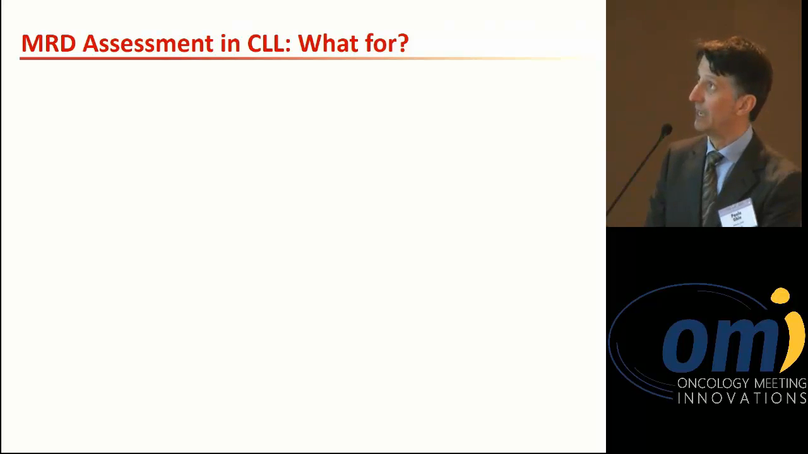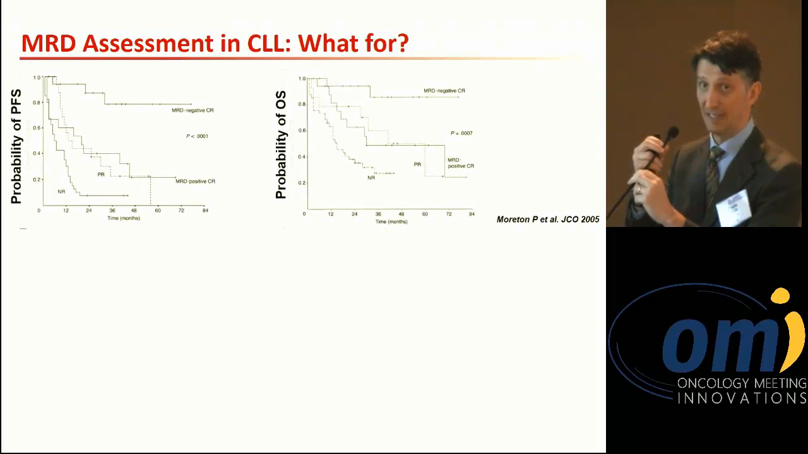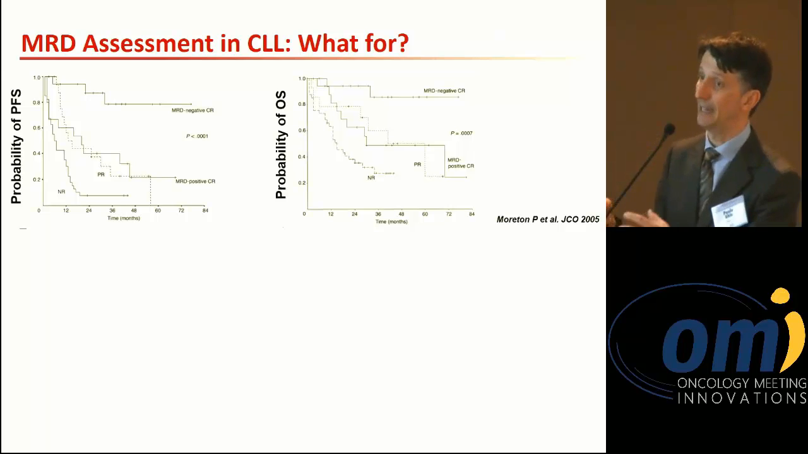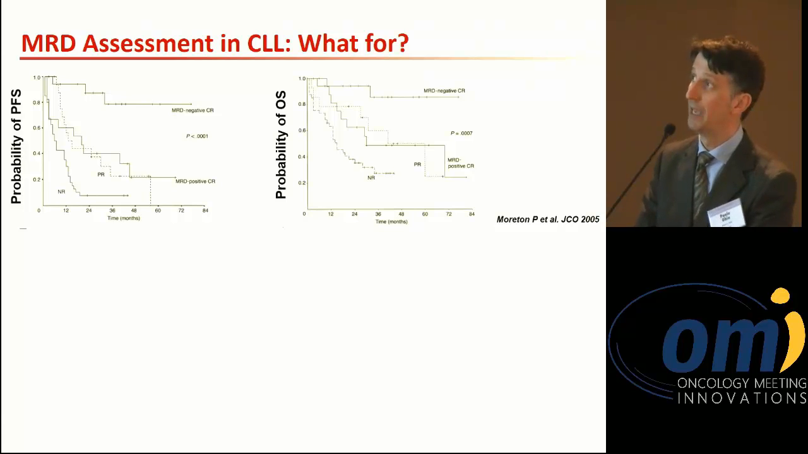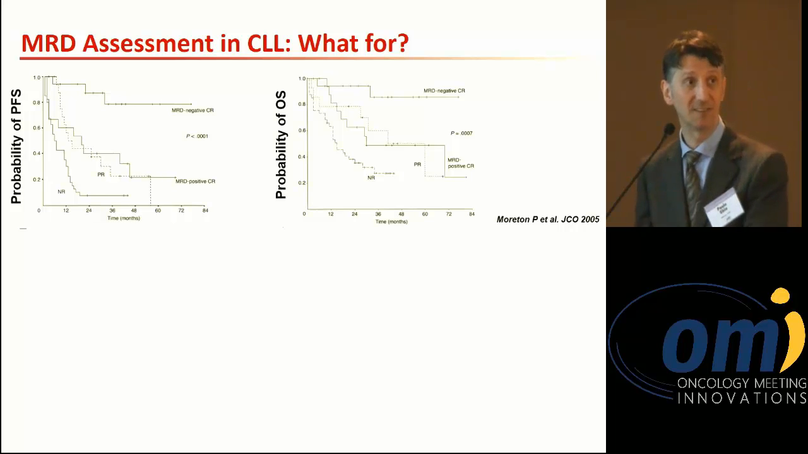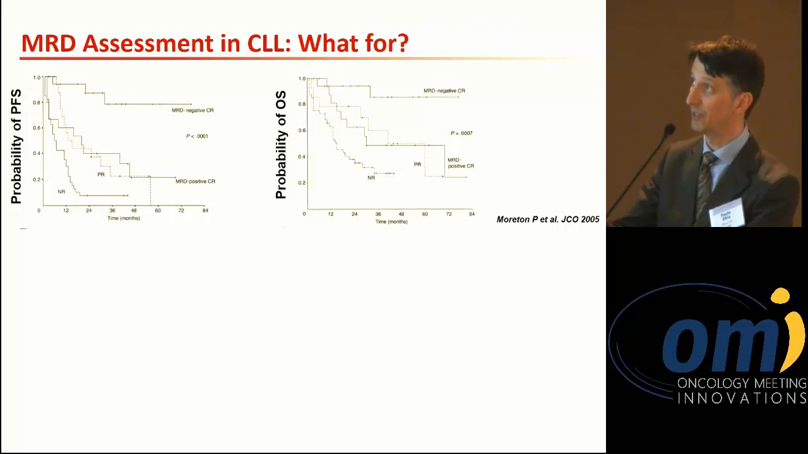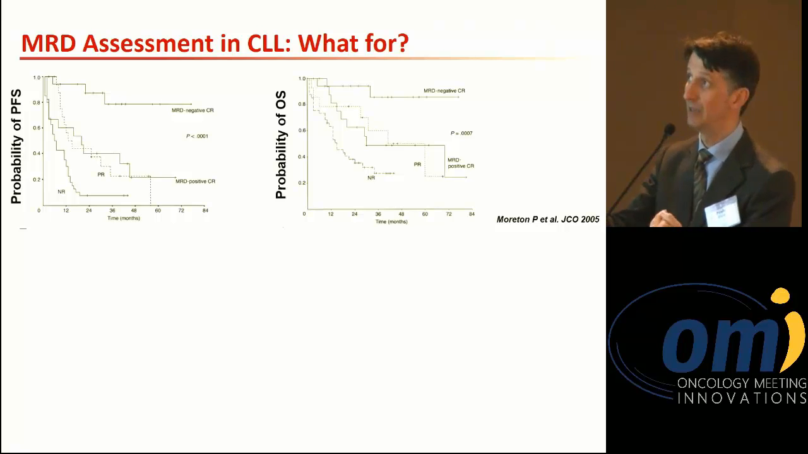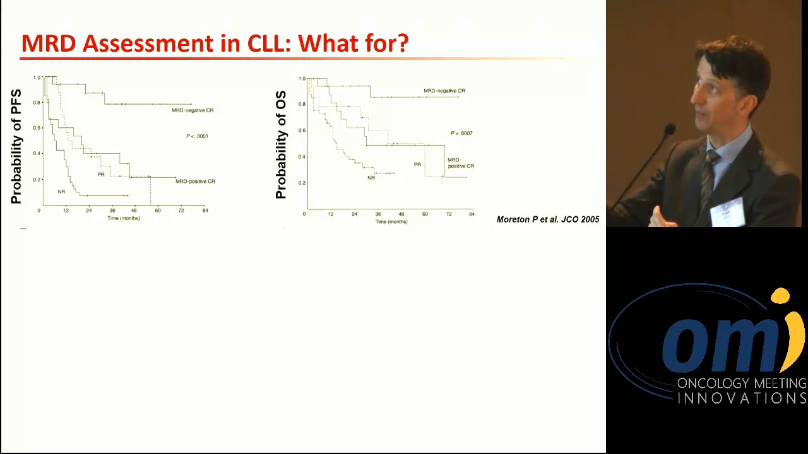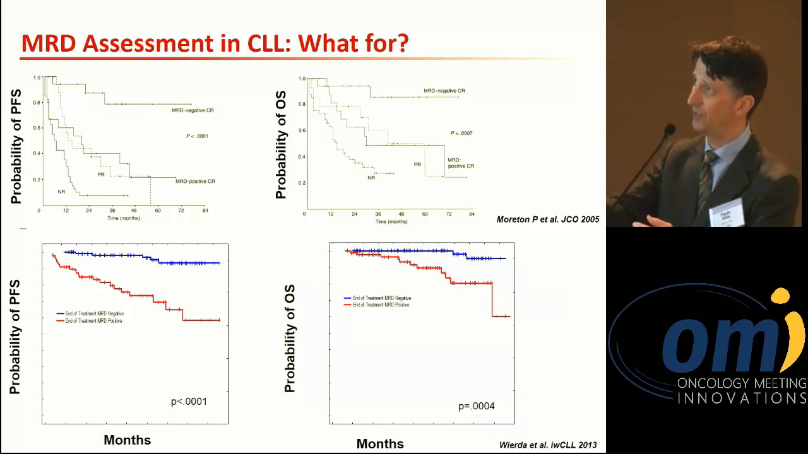Why do we need to do MRD in CLL? Because at least at a cohort level, a population level, it has been known for at least 10 years that patients who achieve MRD negativity do better than those who don't. And this is true even if you use a single antibody. This was a study with Campath, with alemtuzumab. So regardless of the therapy that you use, if you do achieve MRD negativity, the patient survives longer and progresses later. So this is progression-free survival, this is overall survival.